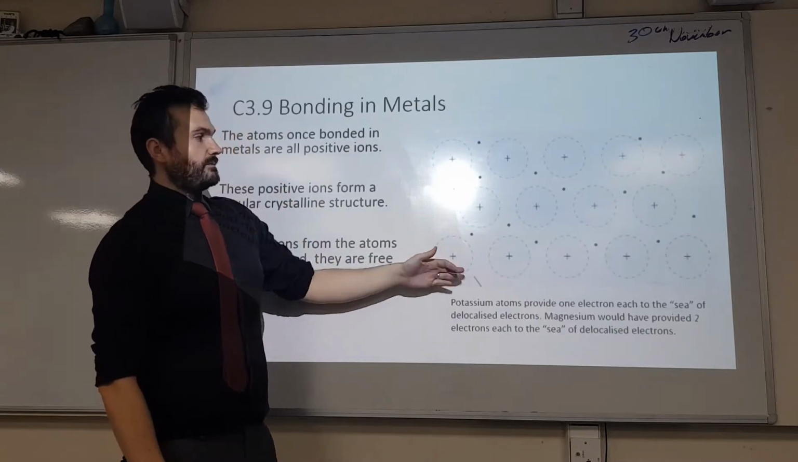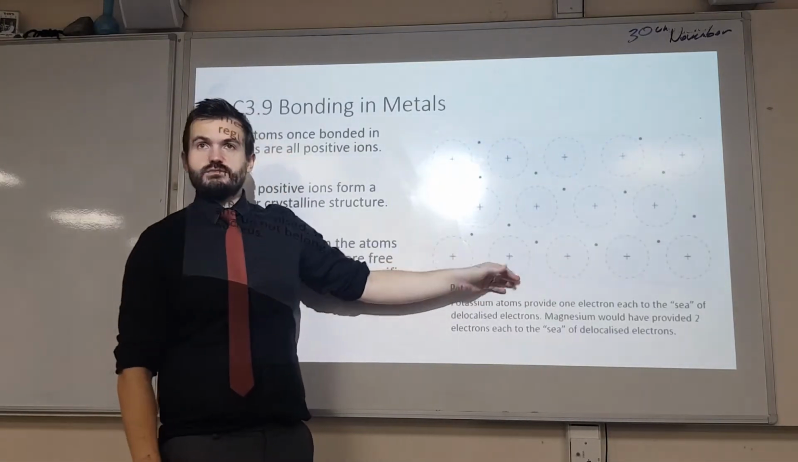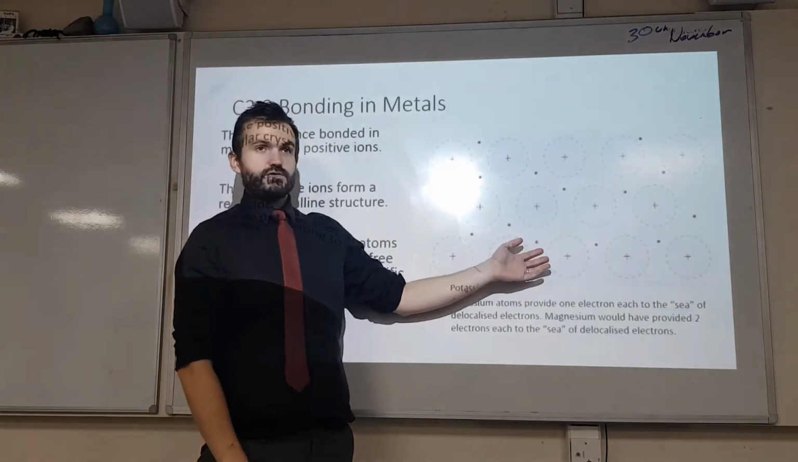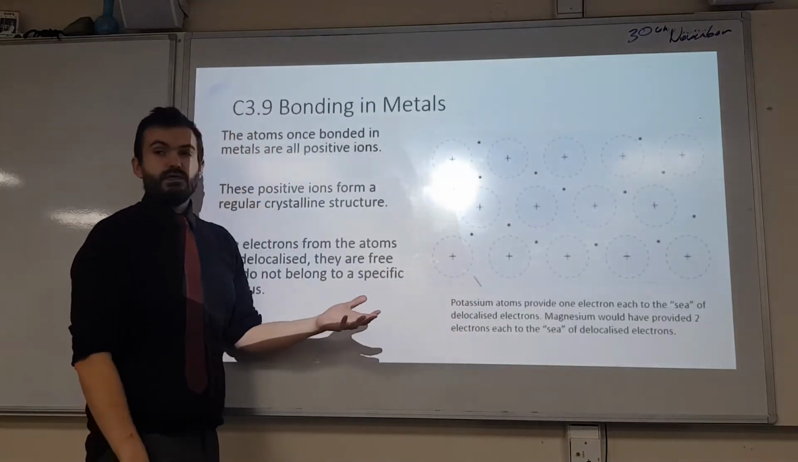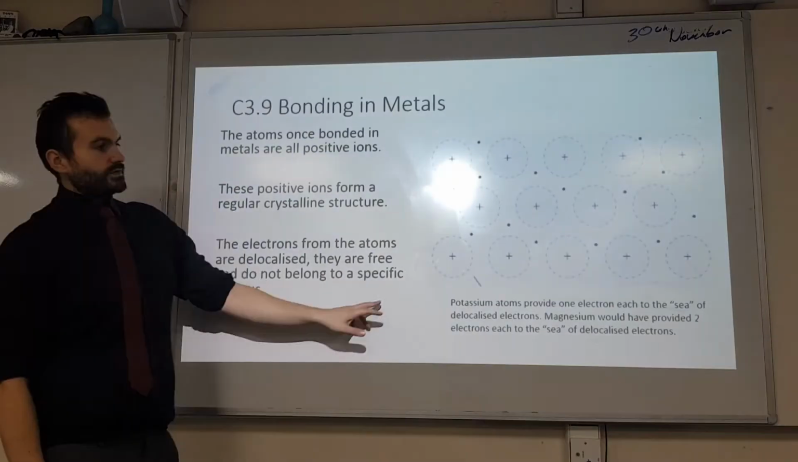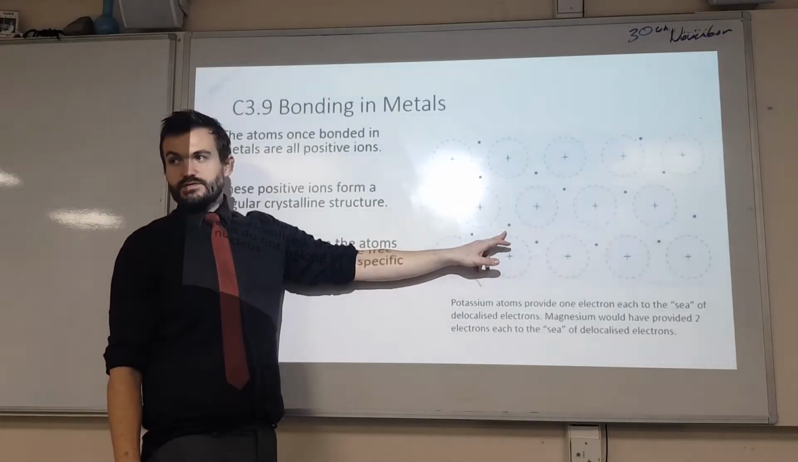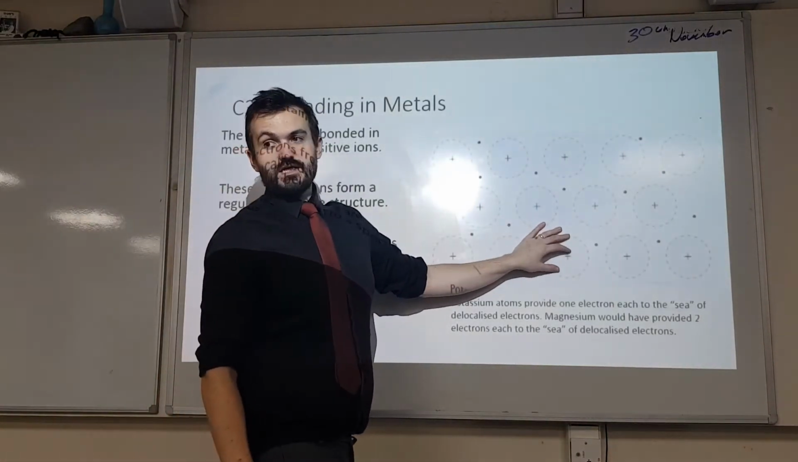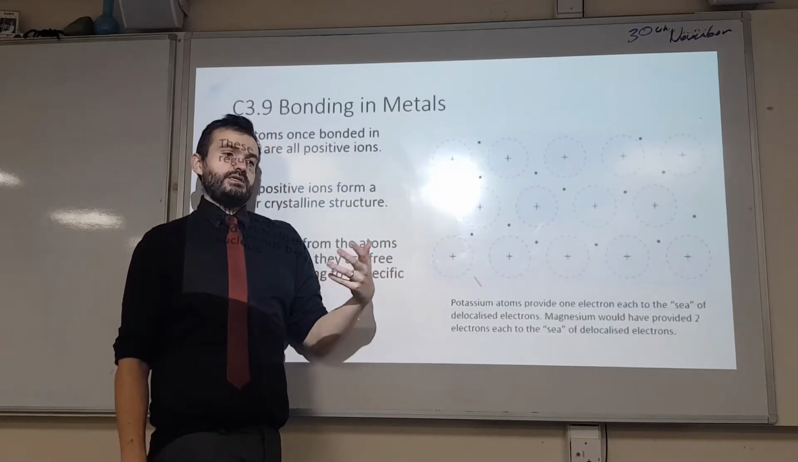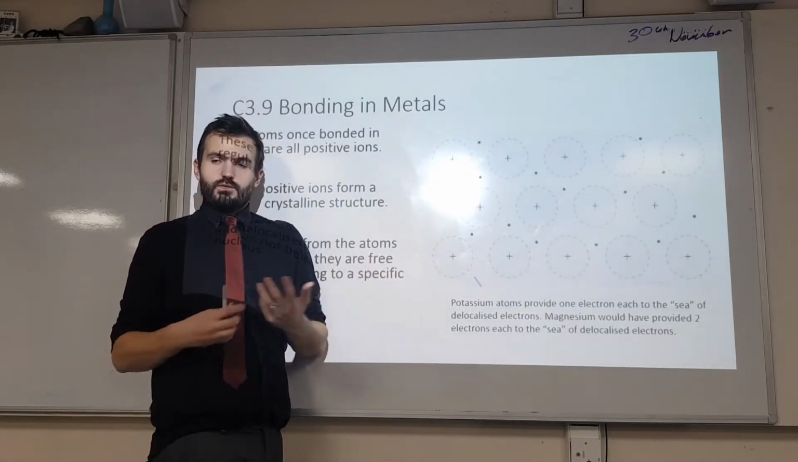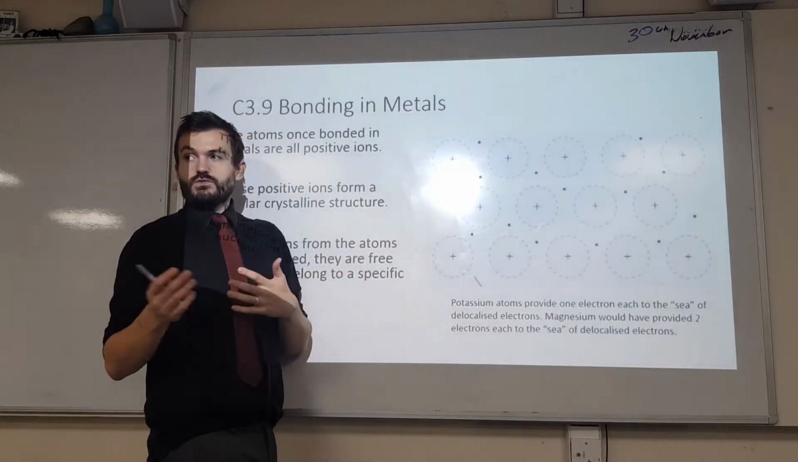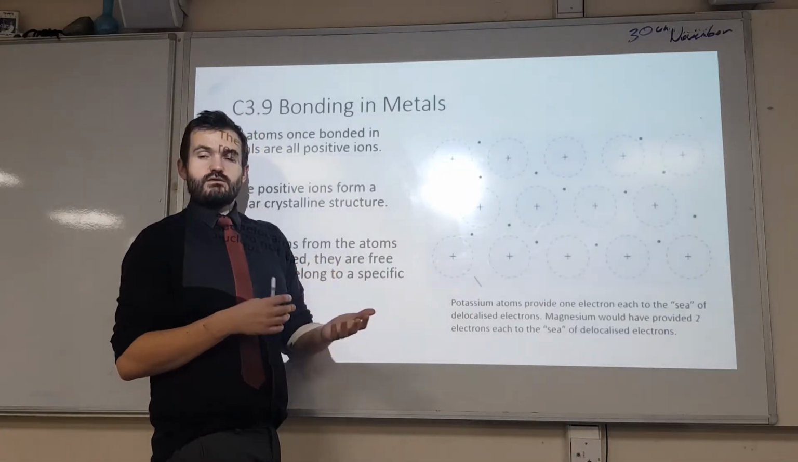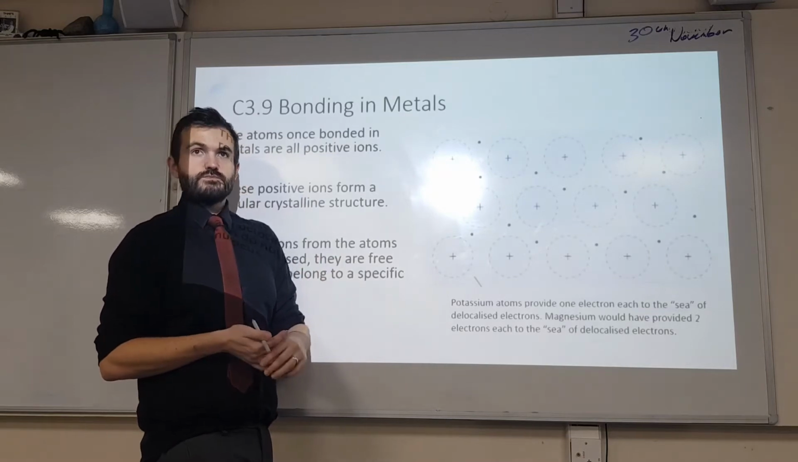If we've got potassium, each potassium atom would give away one electron to be delocalized electrons. If it was magnesium, it would give away two. Once the electrons have been delocalized, we get a sea of delocalized electrons. This is kind of like a negative glue, if you will. These negative electrons hold the positive ions together by electrostatic forces.